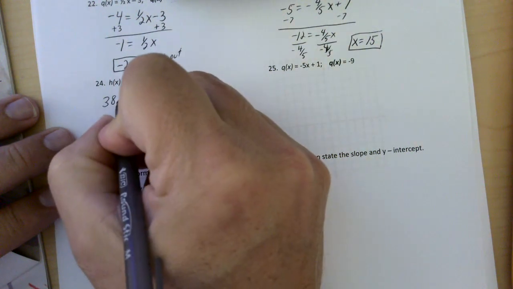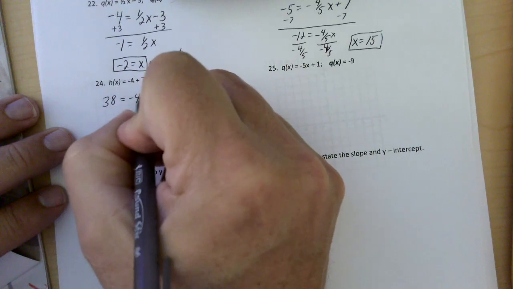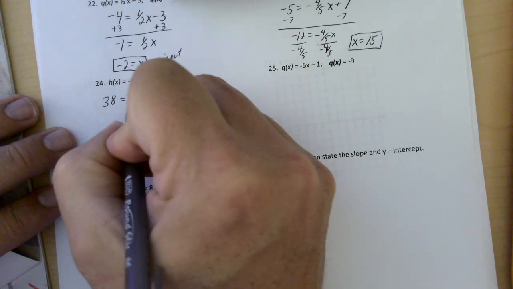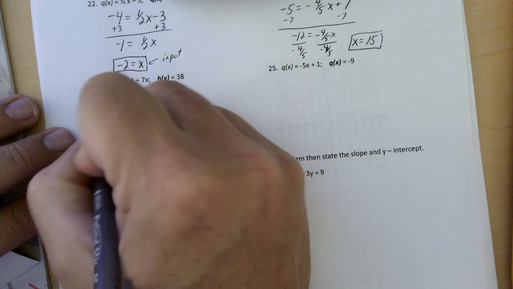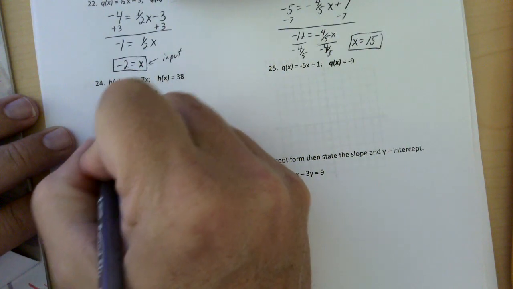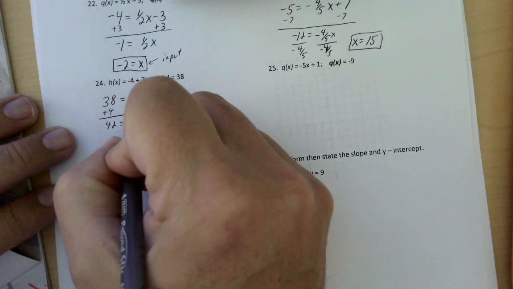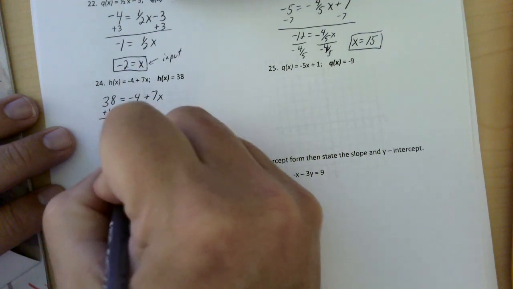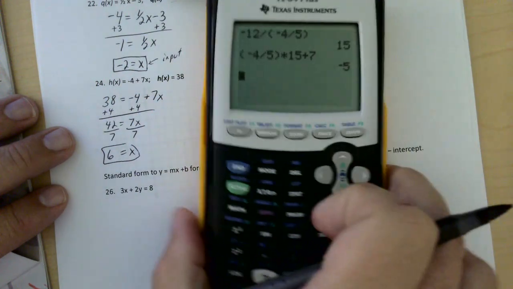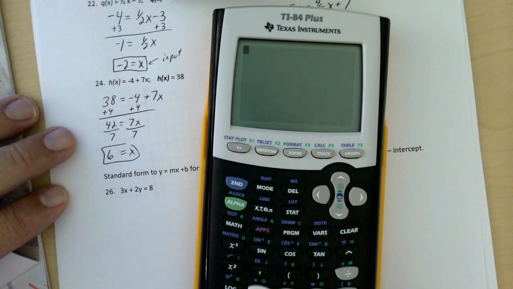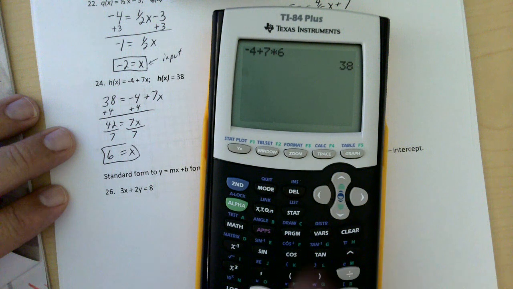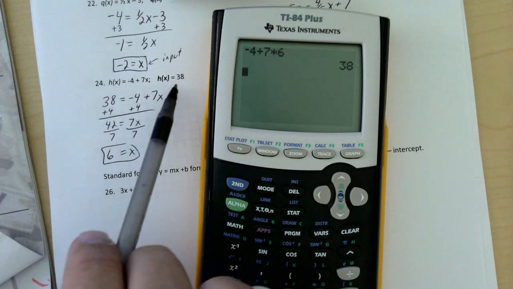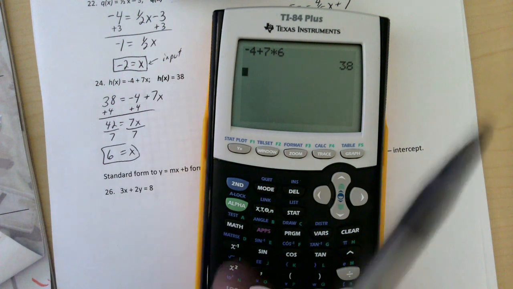We have 38 equals -4 plus 7x. We're going to have to add a 4. So when we add a 4, you're going to get 42. And then our last move is to divide by 7. And you get a nice answer of 6. And again, if this was a test, it doesn't take long to just check. Just check to see if your input will give you the output that was originally given.